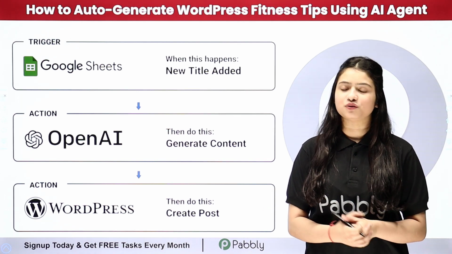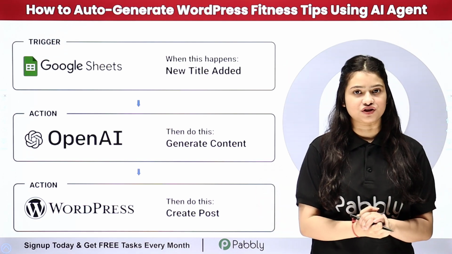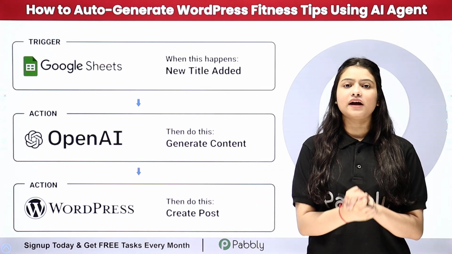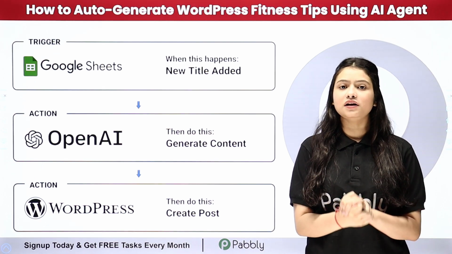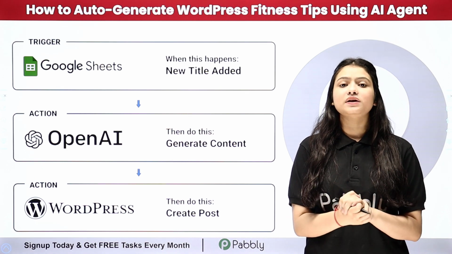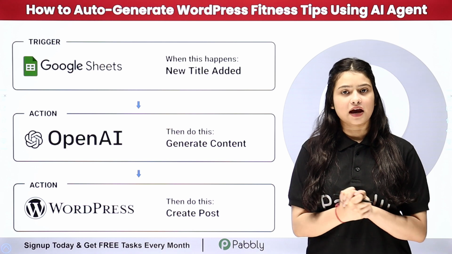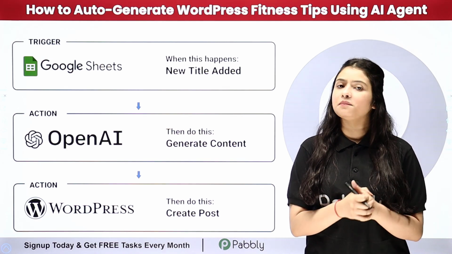In this video, we are going to learn how to auto-generate WordPress fitness tips using AI agent. So here, as a fitness blogger and a fitness coach, I need to regularly post fitness tips for my audience on my WordPress site. But doing it manually every day is a time-consuming task. Therefore, I have decided to automate this entire process with the help of AI agent and Pabbly Connect.